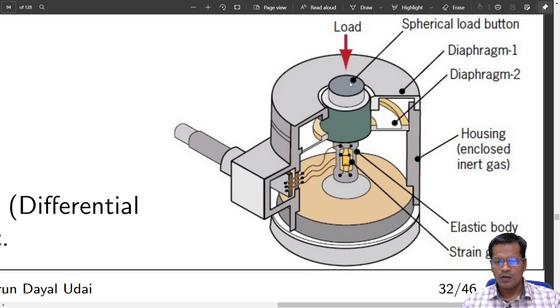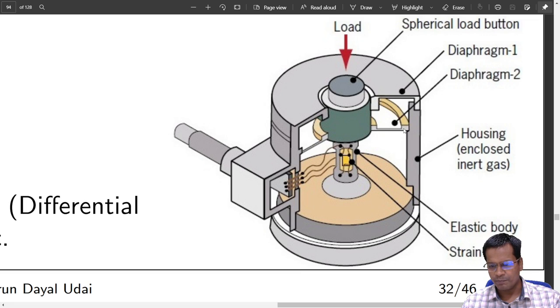Okay, so now this is the load. This is the load element on which you are applying the load. And this is the elastic body, the body which is here, where it is marked. So, whatever load you apply here ultimately comes to this. And this housing is definitely there.